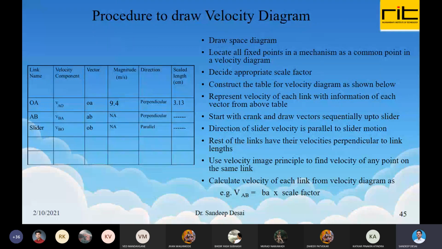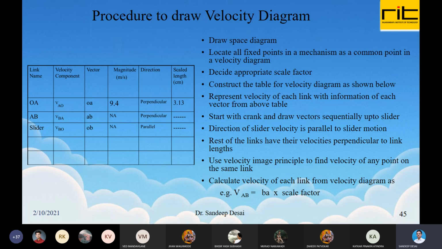Okay. So let us go through the procedure once again so that you will recall what we did yesterday. First, draw space diagram or configuration diagram. Use scale factor if required. If not required, let us do it with scale factor 1:1. Locate all the fixed points in a mechanism as a common point in a velocity diagram. So if there are 3 fixed points, for example, all those 3 points will be considered as a common point, and from there you should start drawing your first vector of velocity diagram.